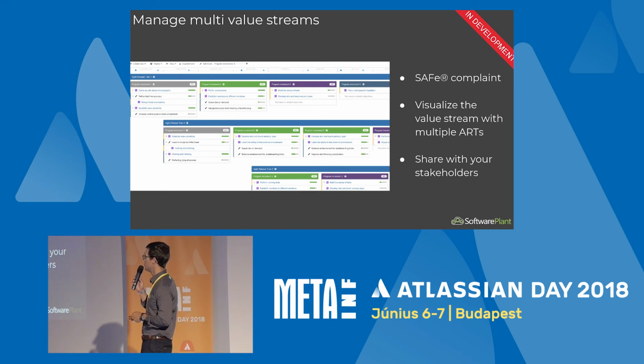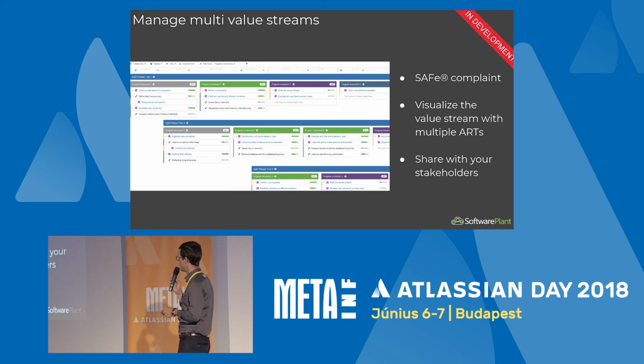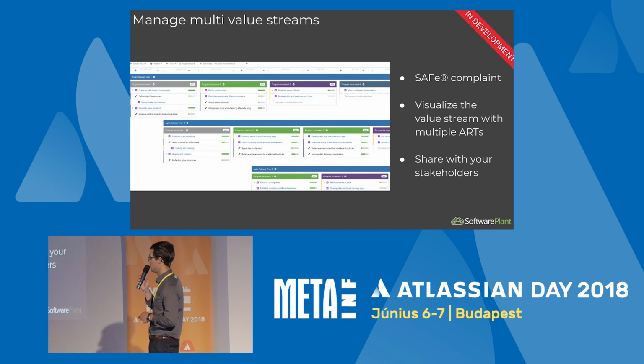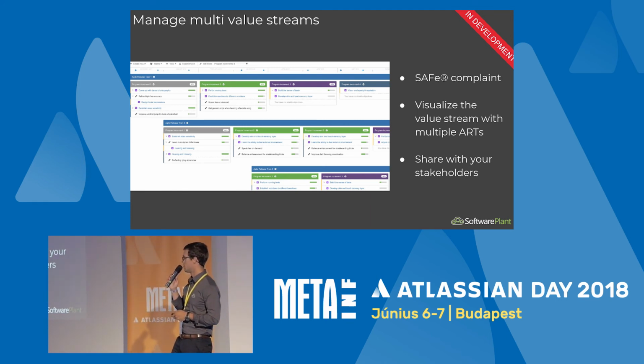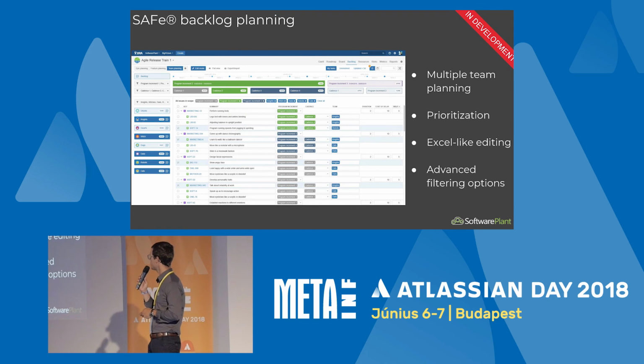we are going to present you so-called multi-value streams, where you can see that the work is done by multiple Agile release trains. It's going to be a view that will be truly useful for your stakeholders, and you can simply share such a picture with them.